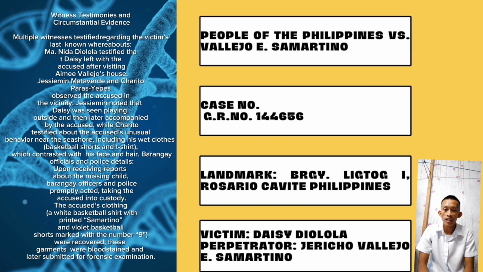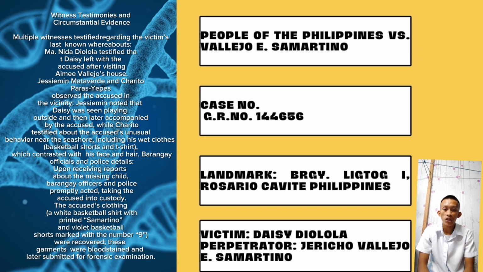Nida Jolola testified that Daisy left with the accused after visiting Aimee Vallejo's house. Jessamine Mataverde and Charito Paras Yepes observed the accused in the vicinity. Jessamine noted that Daisy was seen playing outside and then later accompanied by the accused, while Charito testified about the accused's unusual behavior near the seashore, including his wet clothes, which contrasted with his face and hair.